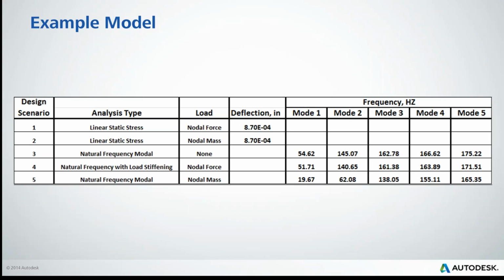The other reason you may want to use mass instead of a force in linear static stress is if you had multiple forces thrown about the model and you wanted to change them, you'd have to go and change each one individually. Whereas if you are using a mass, if you just change the gravitational acceleration or the multiplier, then that affects all of them at the same time. That's just one example.